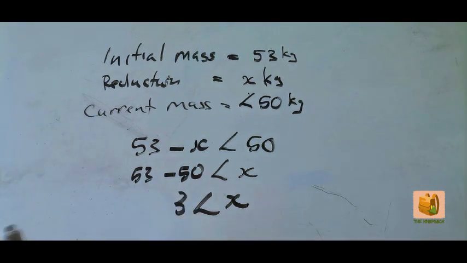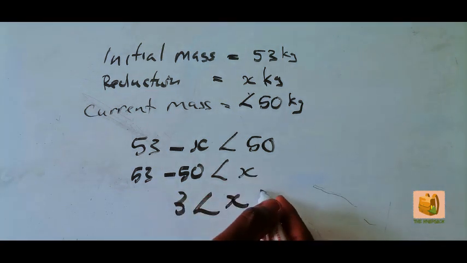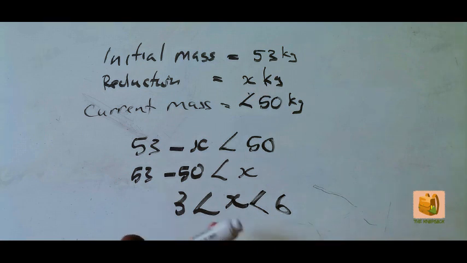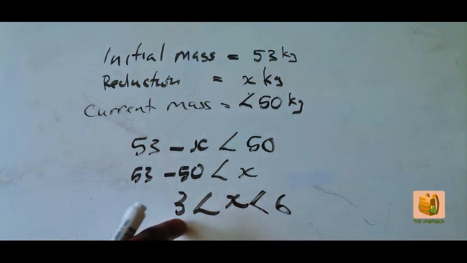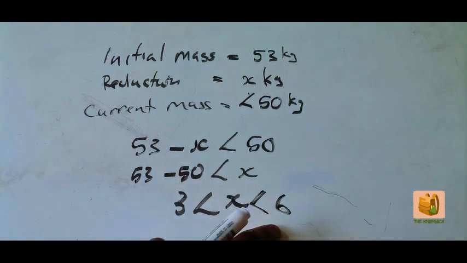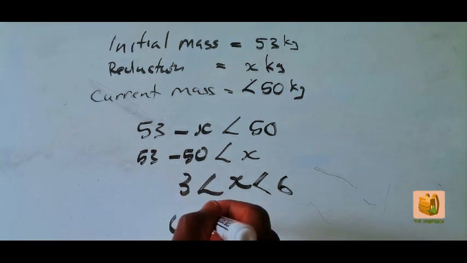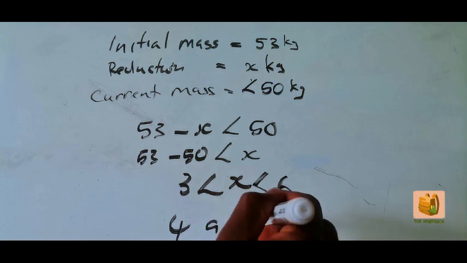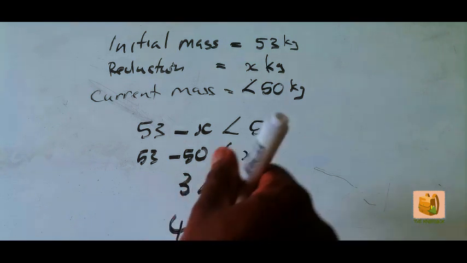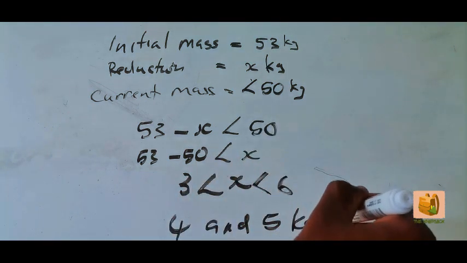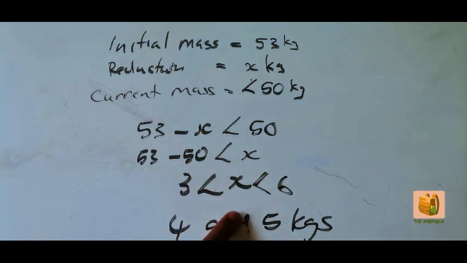But it then says, find the range of values, assuming that x is also less than 6. So now our values will look like this, because x is less than 6. So our values are between 3 and 6, not inclusive of them. There is 4 and there is 5. So she could have lost 4 kgs or 5 kgs. So maybe let's put an or there.